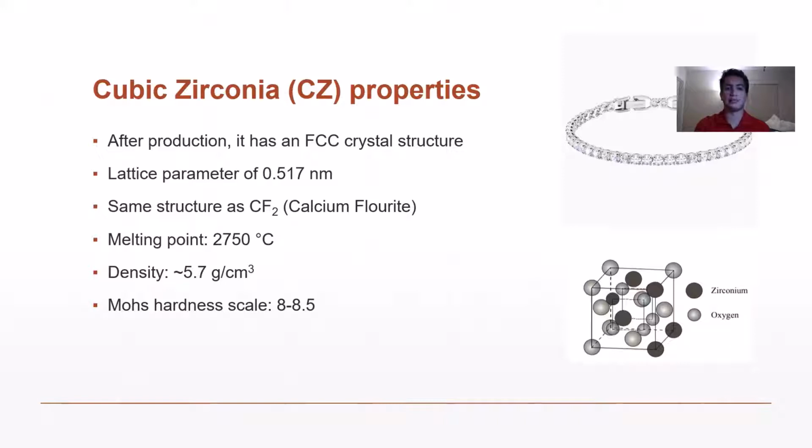It has a melting point of 2,750 degrees Celsius. It has a density of roughly 5.7 grams per cubic centimeter. And it's an 8 to an 8.5 on the Mohs hardness scale. And on the top right is a photo of a popular CZ bracelet that I own myself.